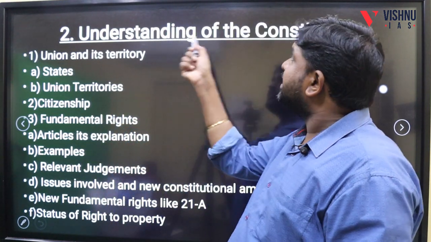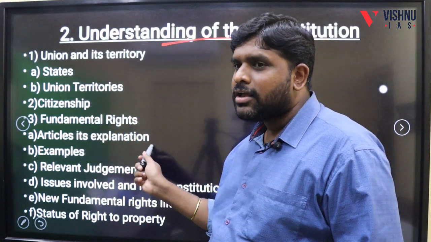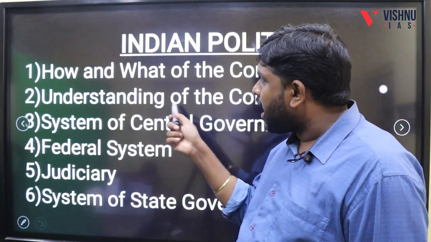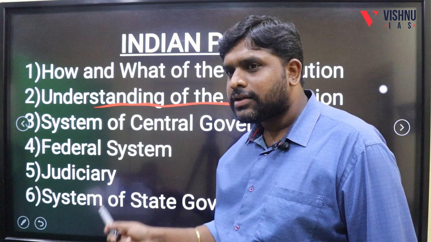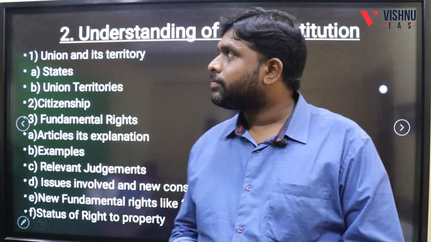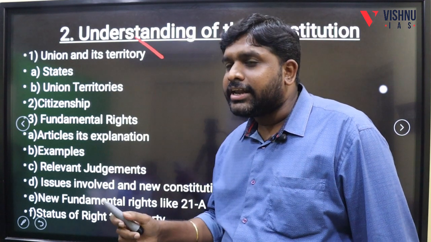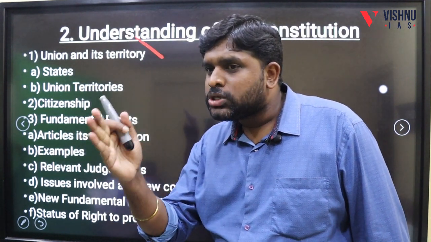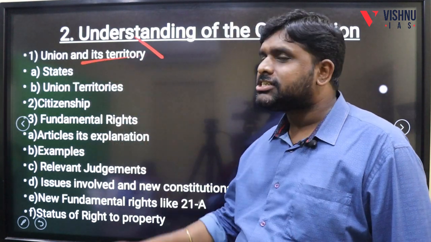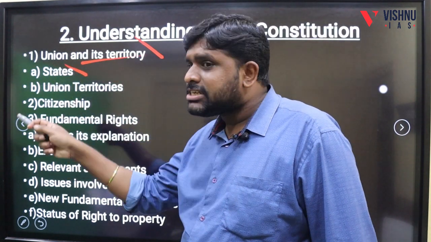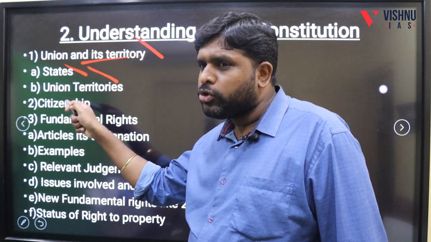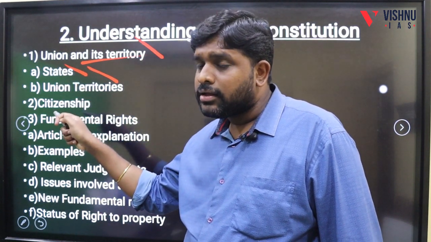Second section, understanding of the constitution. In understanding of the constitution, the first is union and its territory, articles 1, 2, 3, 4. In that, what are the states? What are the union territories? Everything about the states and everything about the union territories we will be discussing.